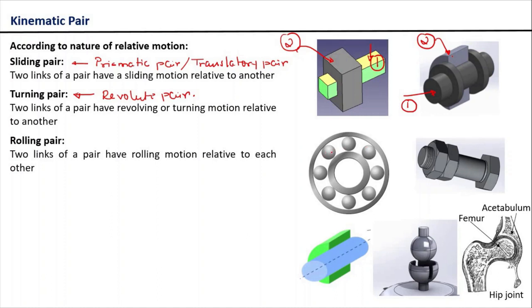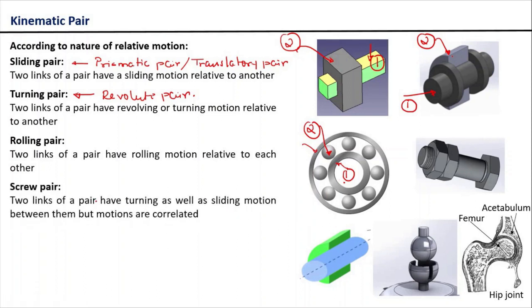In this case you can see these balls are basically rolling relative to the inner and outer races. So you can consider one of the races as link 1, and you can consider this ball as link 2, and you can say here that link 1 and 2 are forming a rolling pair because the balls are rolling on the inner and outer races.